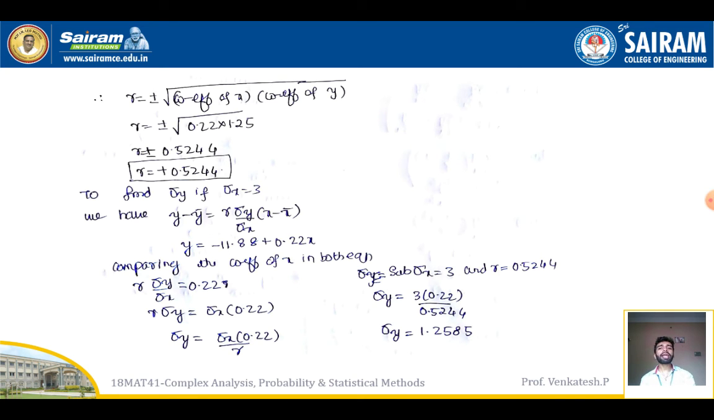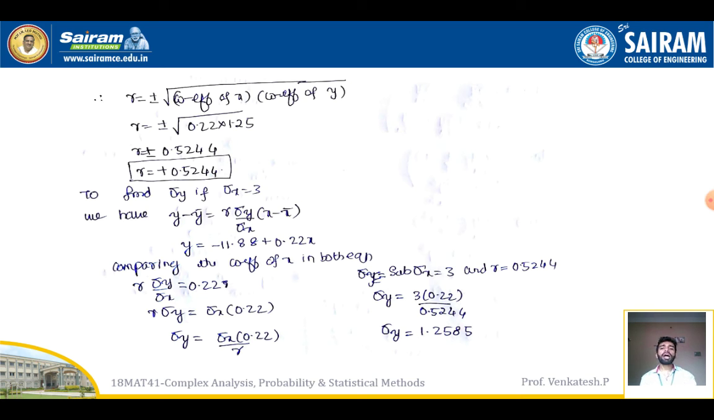So we'll have the formula r is equal to plus or minus square root of coefficient of x into coefficient of y. So r is equal to plus or minus square root of 0.22 into 1.25. On simplifying this, I'll get r is equal to plus or minus 0.5244. Since the coefficients of x and y are both positive here, I'll get r is equal to plus 0.5244.